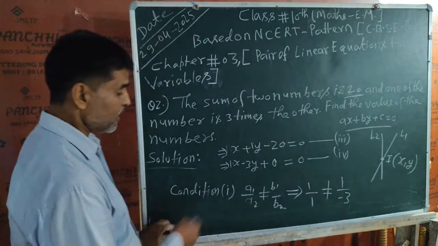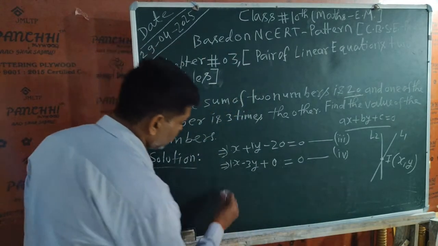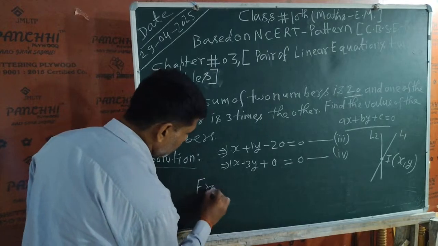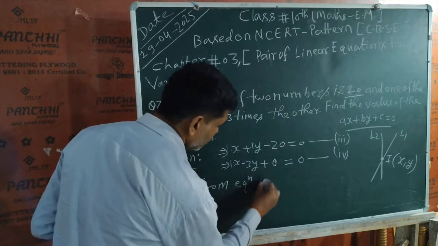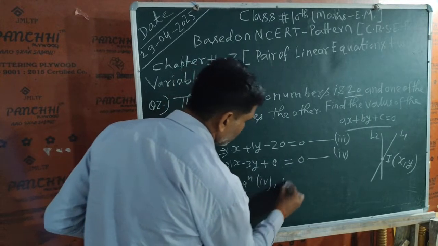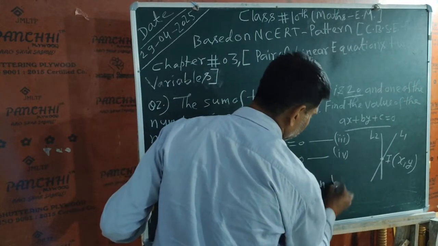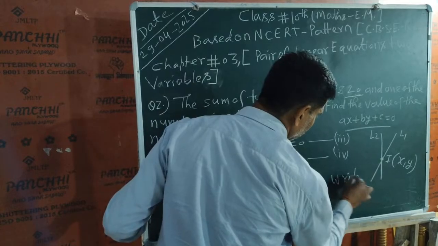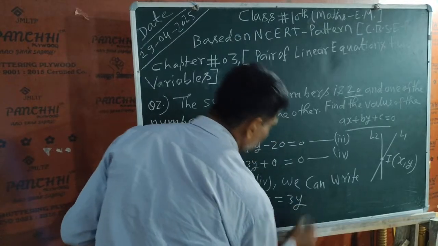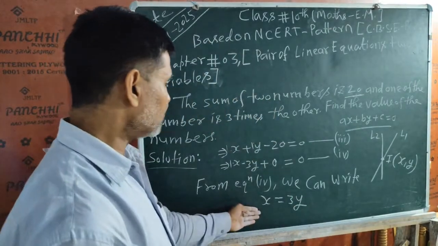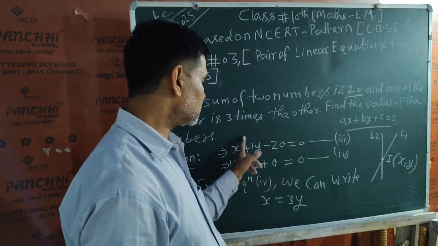Okay, student. So I am going to erase this condition, and then from equation number 4 I can write like this. From equation number 4 we can write: x is equal to 3y. So I will put the value of x in equation third, and then we get.